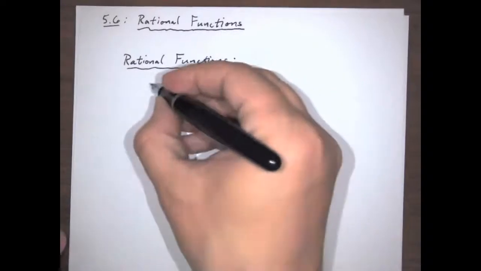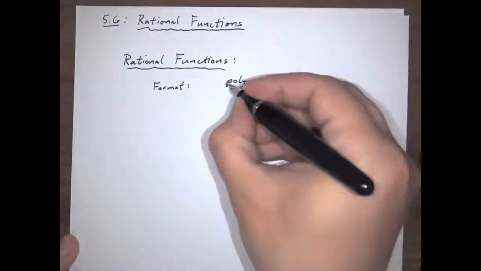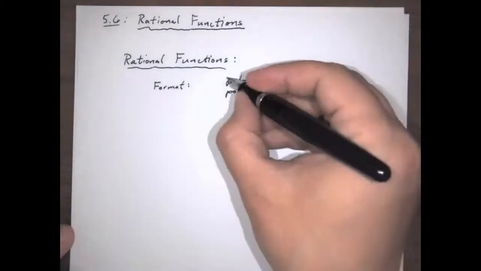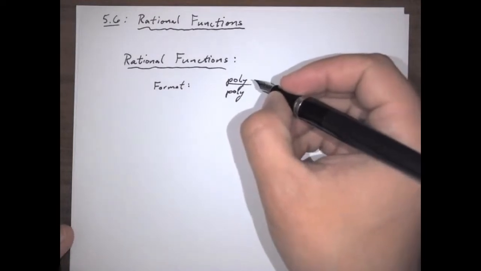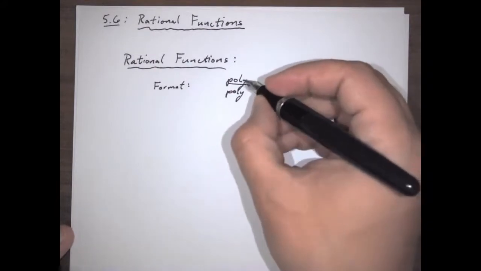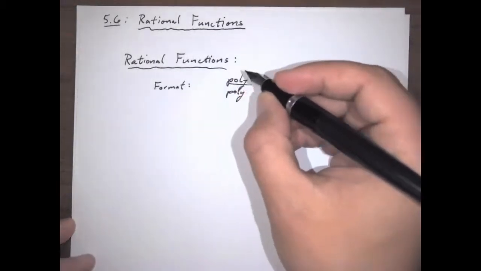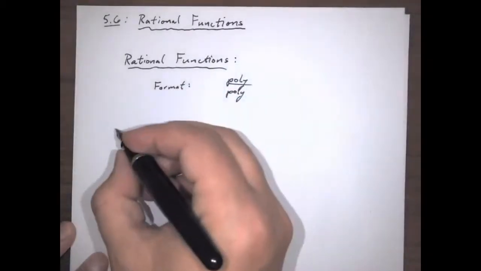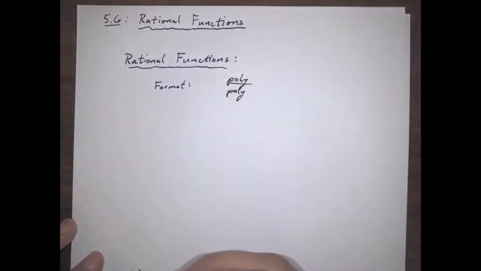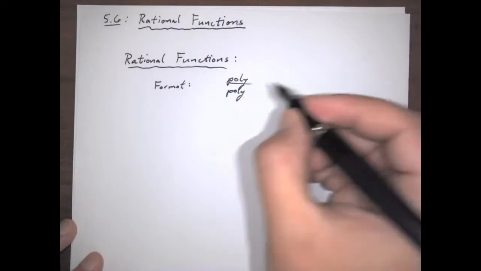So the format is a polynomial over a polynomial. So anything that has a polynomial on the top and a polynomial on the bottom. And by polynomial here, what I just mean is anything that is made up of terms that have just powers of x that are not negative, not fraction, and maybe some constant terms. Okay, now the first thing that you notice is that there is a division. And whenever there's a division, the little hairs on the back of your neck should stand up, and you should be nervous about the domain, because dividing just invites you to accidentally divide by 0.